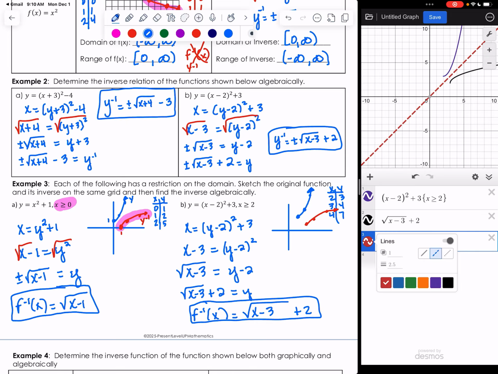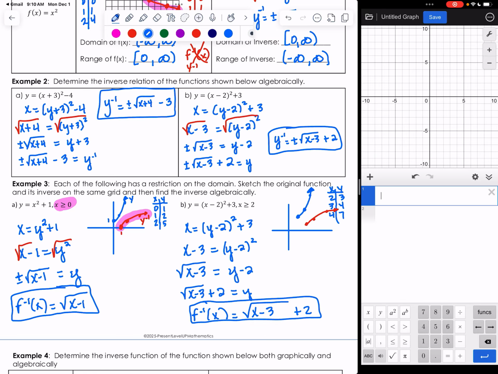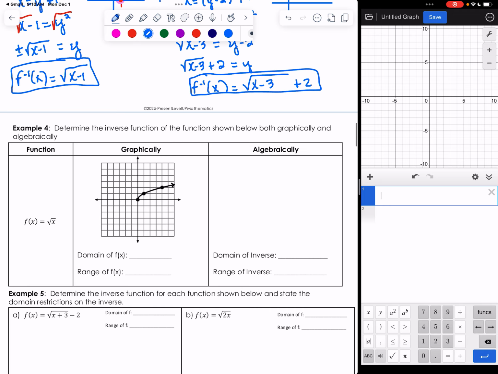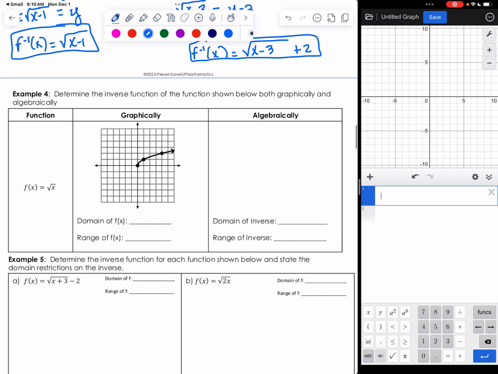All right, now we're going to go the opposite way. Let's look at the square root. Let's start off with the square root function this time. Determine the inverse function of the function shown below, both graphically and algebraically. So here our function is f of x equals square root of x. So the square root of x is our square root parent function.